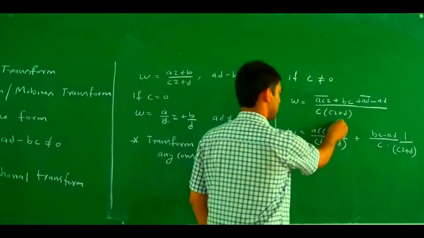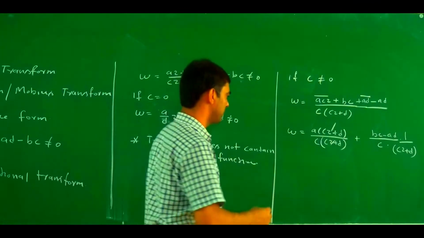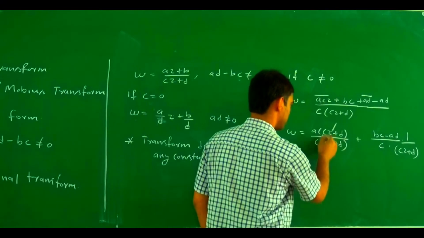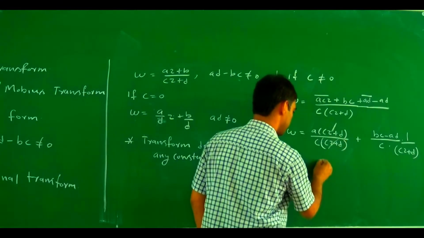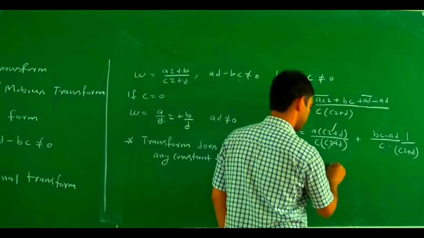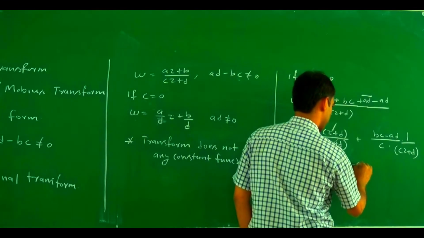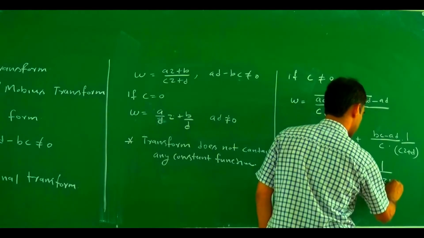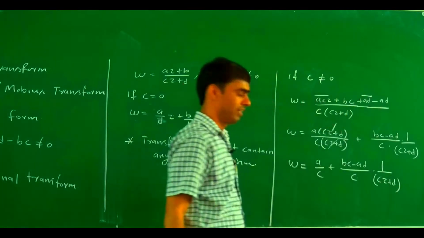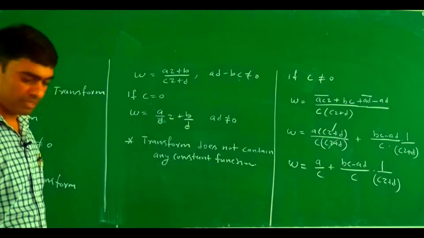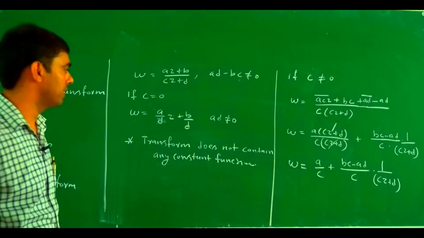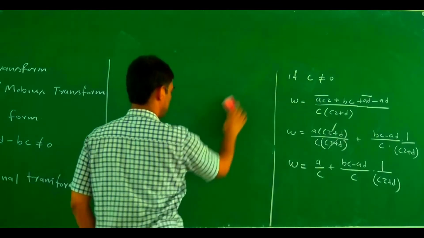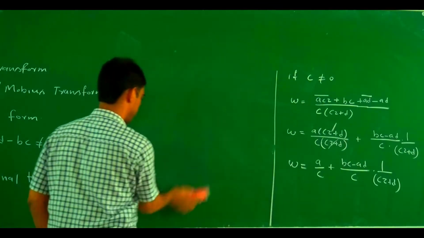So here this one cancels out. So what do we write here? W equals, this one cancels out, then this becomes A by C plus BC minus AD divided by C into 1 upon CZ plus D. This one. So now if we closely observe this expression, then what do we conclude? We try to write here and explain what will happen.